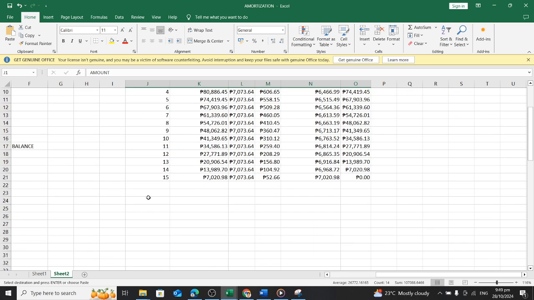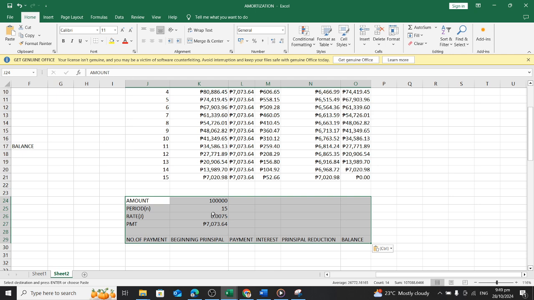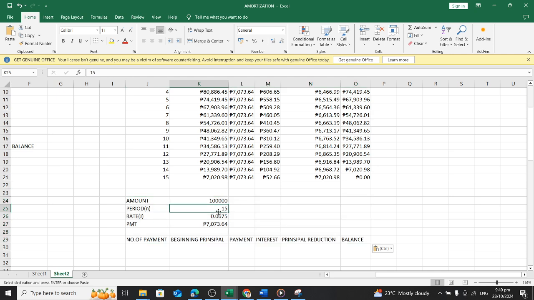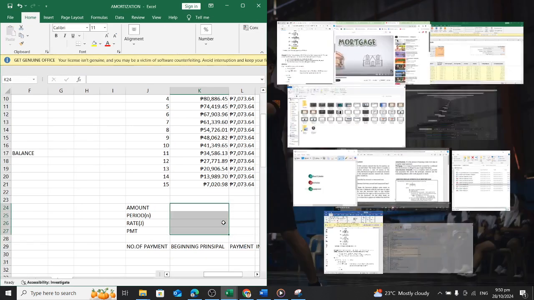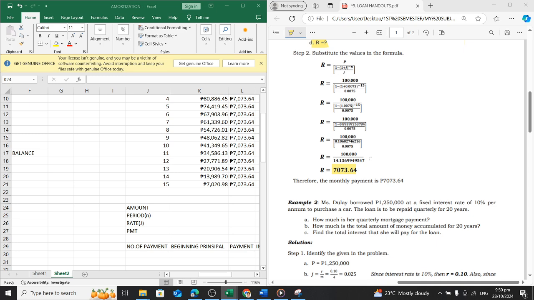So copy, paste. All right, so we'll just change it. Now we have a new borrowed money. How much was borrowed? We have 1,250,000 pesos. Okay. So what is the period? The total number of payments. So that is N. So let's try to analyze.